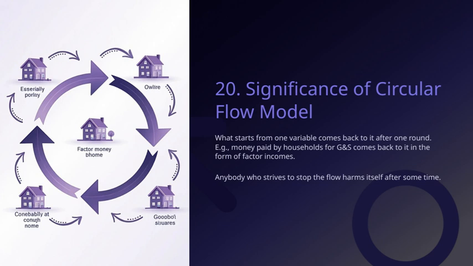The significance of the circular flow model is that it helps us understand these relationships clearly. It shows us how money and resources circulate through different sectors, emphasizing the importance of maintaining this flow for economic stability and growth. When we grasp this model, we see how every part depends on the others, reinforcing the overall theme that a healthy economy relies on the smooth movement of income and expenditure.